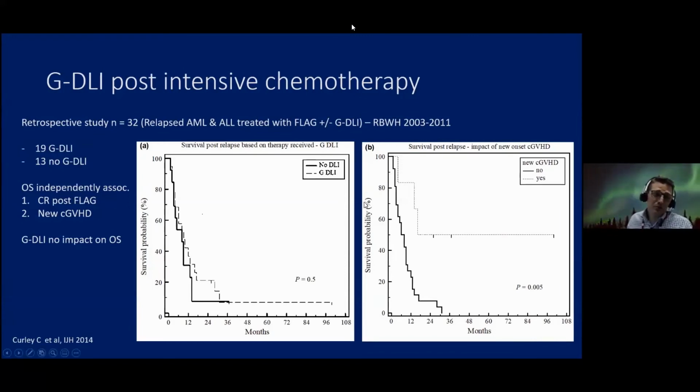A significant proportion of patients, whether they received DLI or not, did actually go on to develop graft versus host disease. And it was the development of chronic graft versus host disease, whether patients received chemotherapy or DLI, which determined survival the most. The independent predictors of overall survival were chemosensitivity and new chronic graft versus host disease. So again, patients who don't attain a remission to FLAG, there's limited benefit of the DLI that they have received, which potentially explains some of the loss of benefit that we saw in our cohorts.